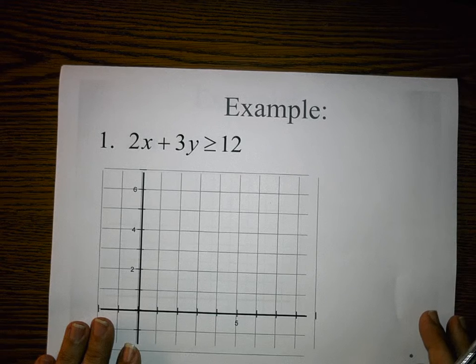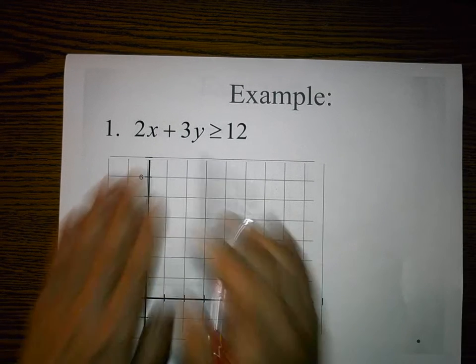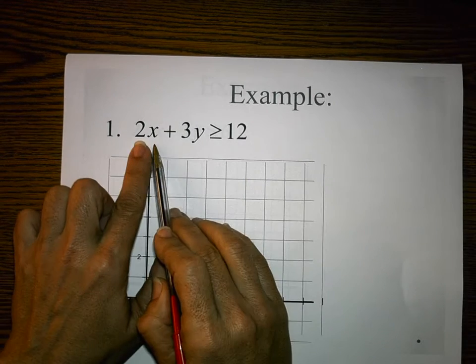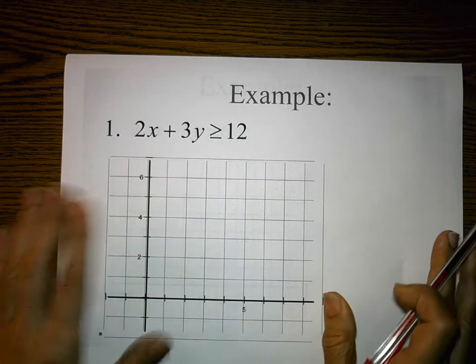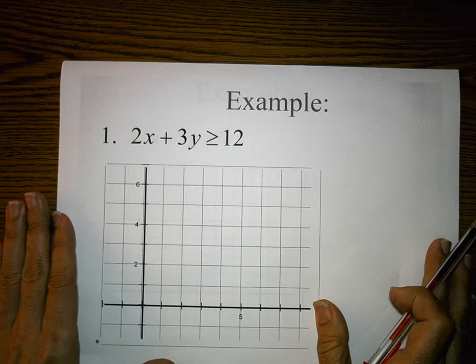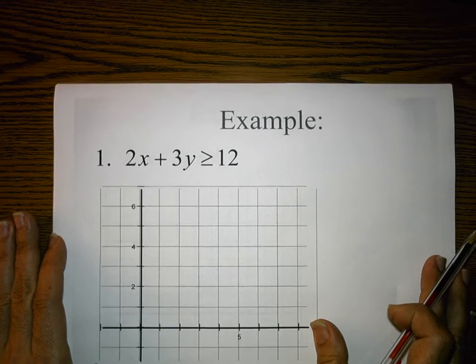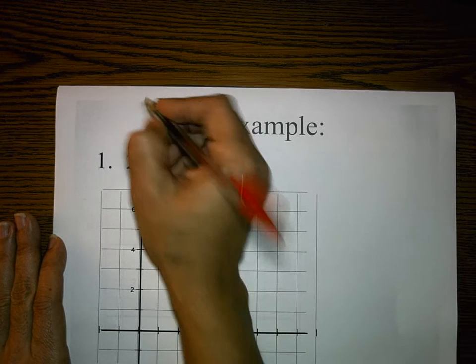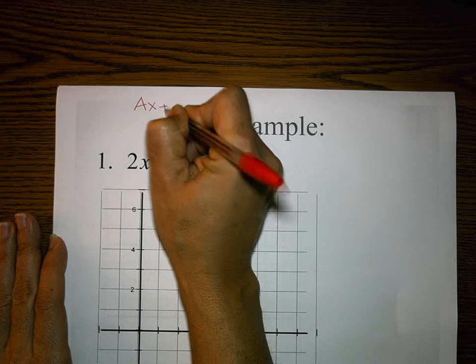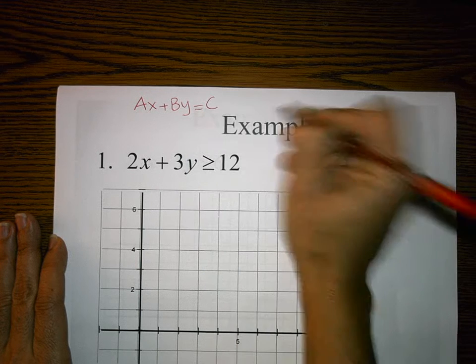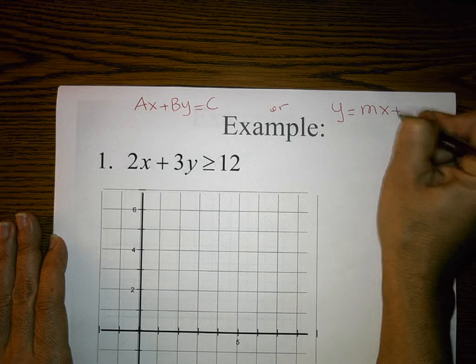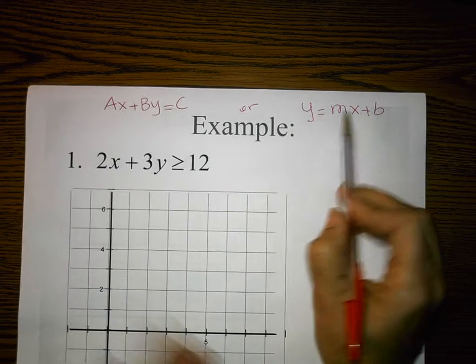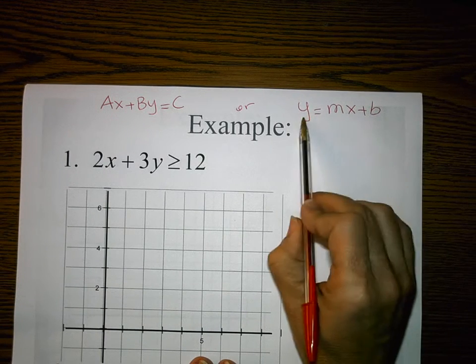So let's do a few examples. Take a look at this example right here. Example 1. This is the inequality I'm given: 2x plus 3y is greater than or equal to 12. Almost all of these problems are going to be given to you in one of 2 forms. It's either going to be ax plus by equals c, or it's going to be y equals mx plus b.